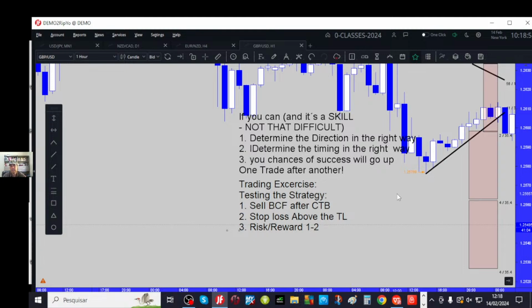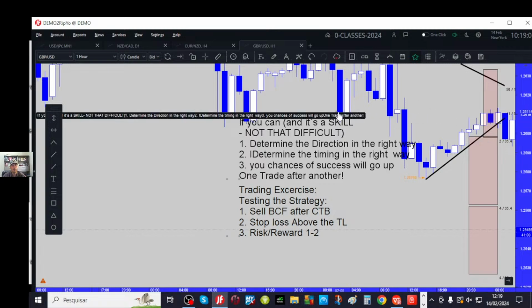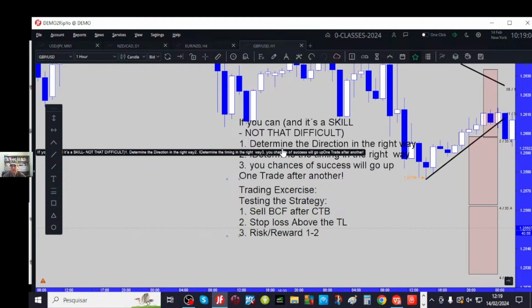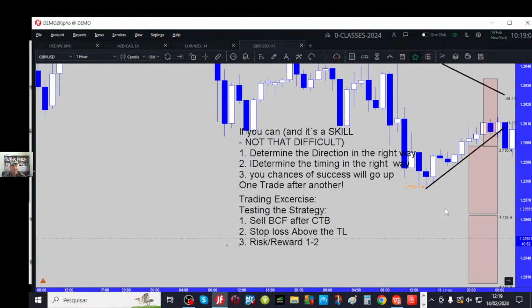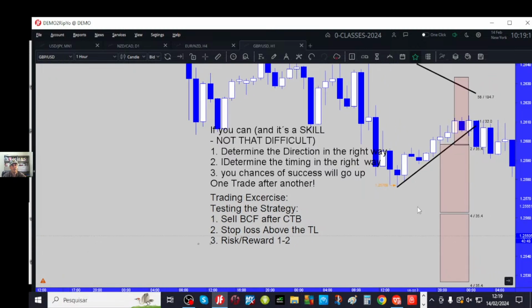Remember from yesterday, what else can you do to make it better? You could conform with the higher time frame, exactly, higher time frame. All right. So let's see the market going down so far, right?